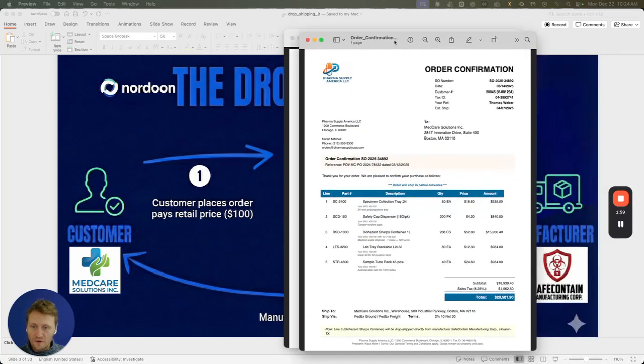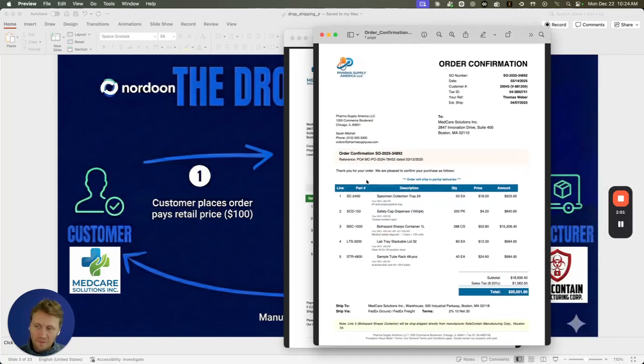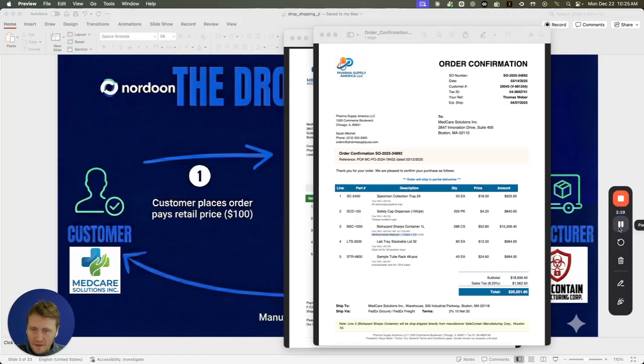Then we have an order confirmation. So Pharma Supply will look at the purchase order and confirm that they can deliver it. They have a note that the biohazard sharps container will be drop shipped directly.